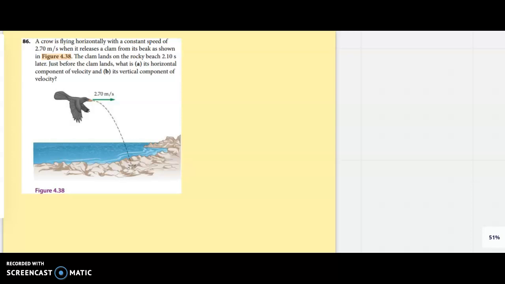Well, the horizontal component is going to be the same throughout. So if I wanted to illustrate that, I'd trace that vector a couple times, and I could just show you at every spot, including the end, right where it's about to hit. It is that same 2.7 meters per second. There's no acceleration in the x direction. Now the vertical component, a little bit different.